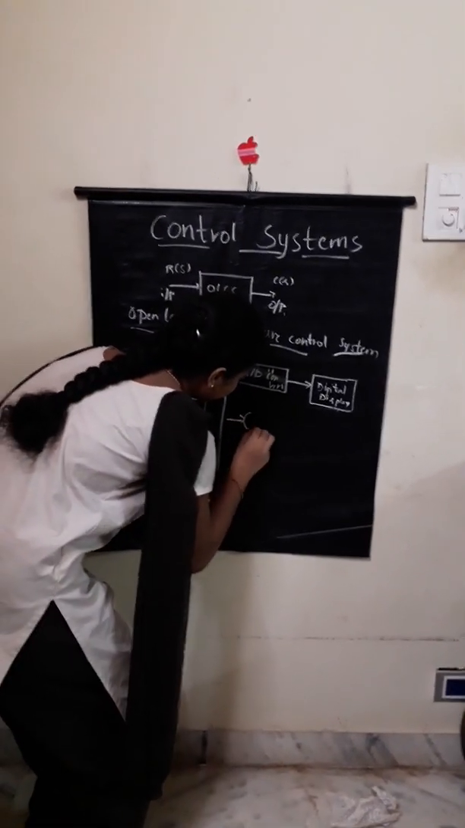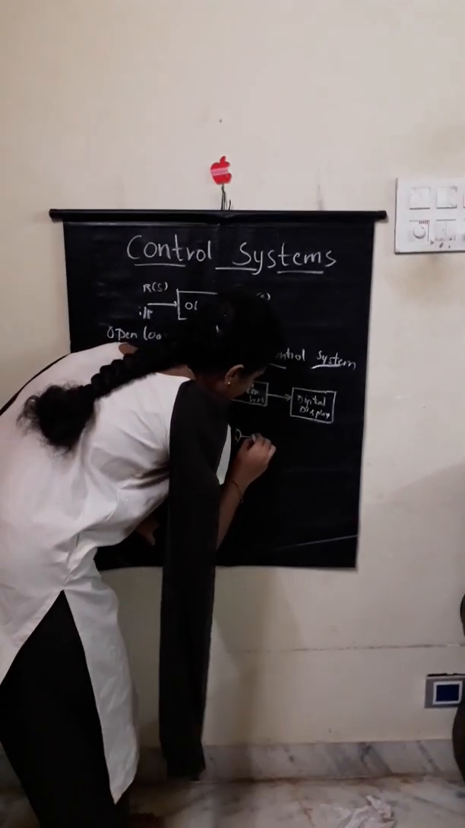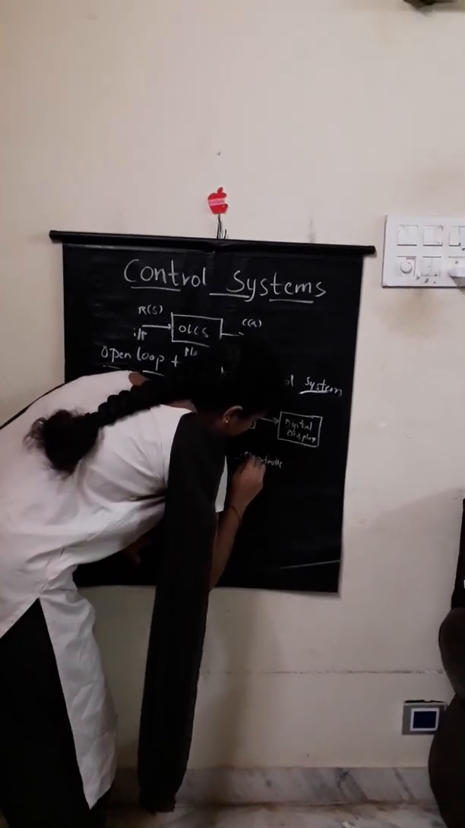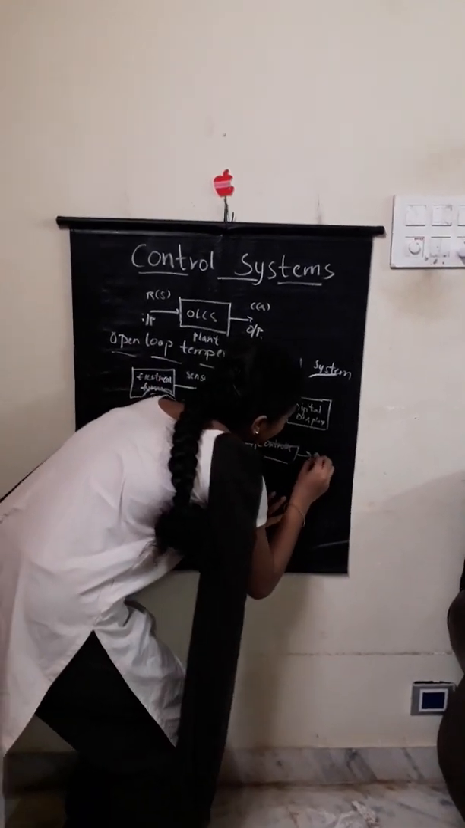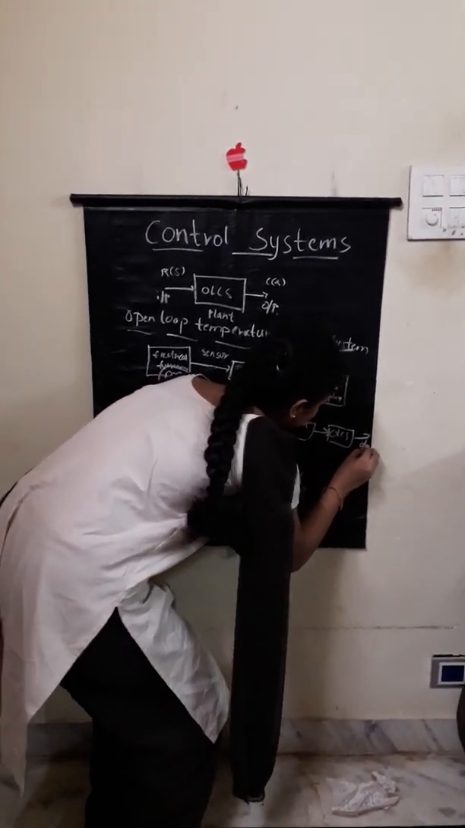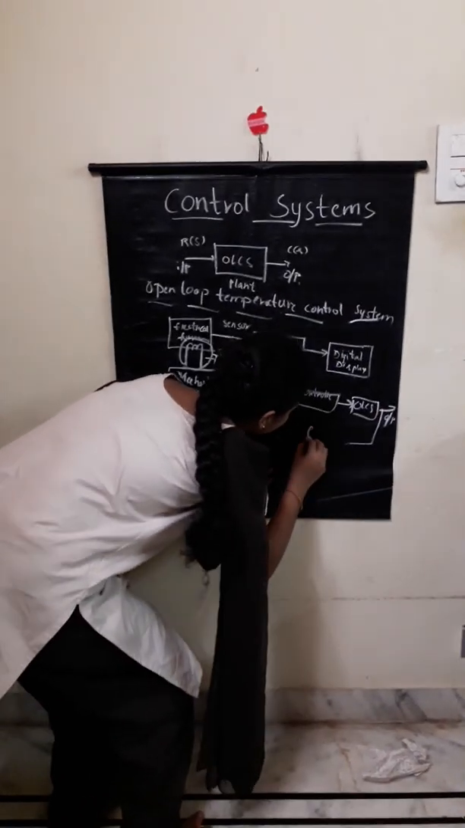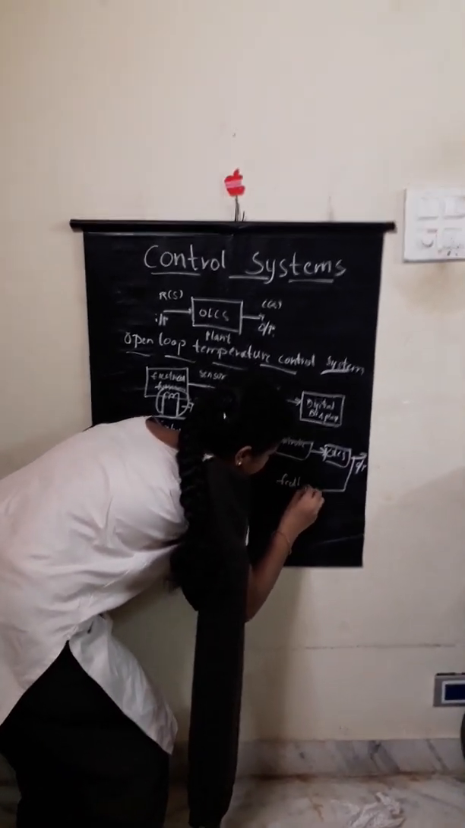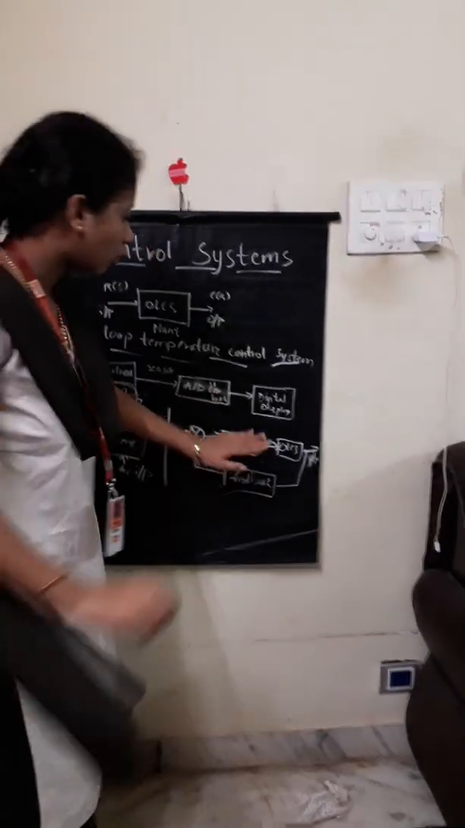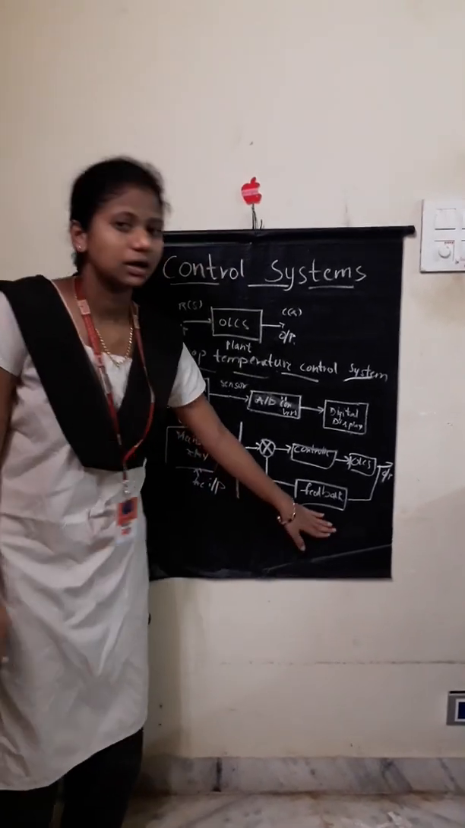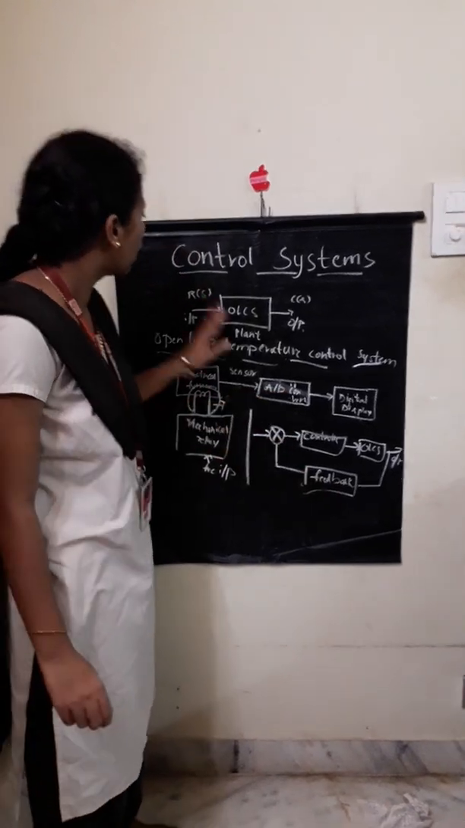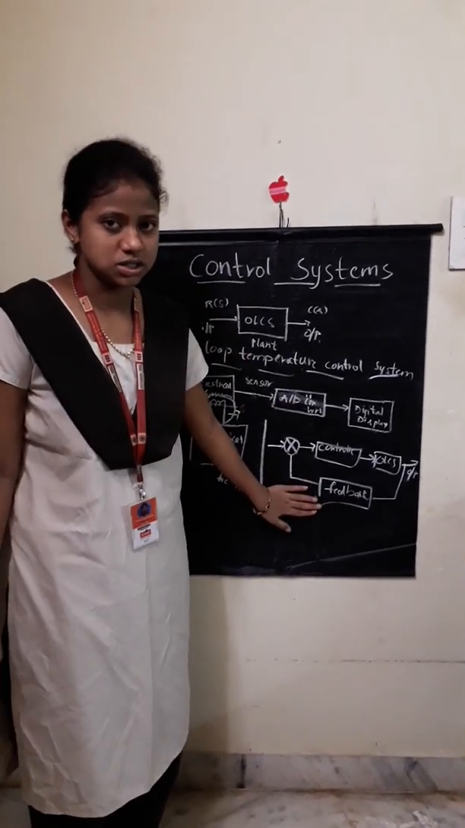This is the input, and this is the error detector. This is the controller. And this is the plant. And this is the output, and from here you have feedback. In a closed loop control system, we have feedback. This is the difference between the open loop control system and the closed loop control system.